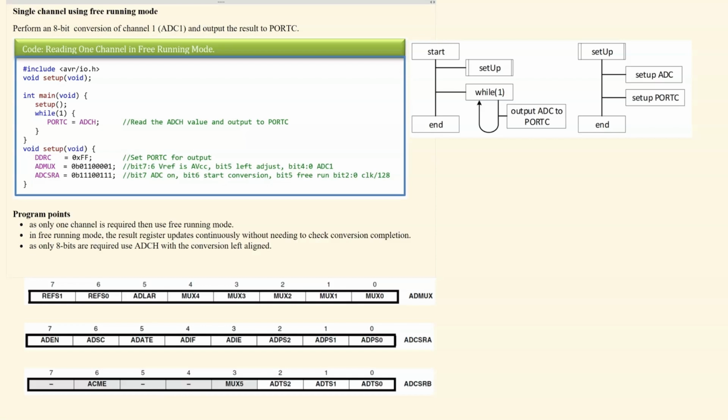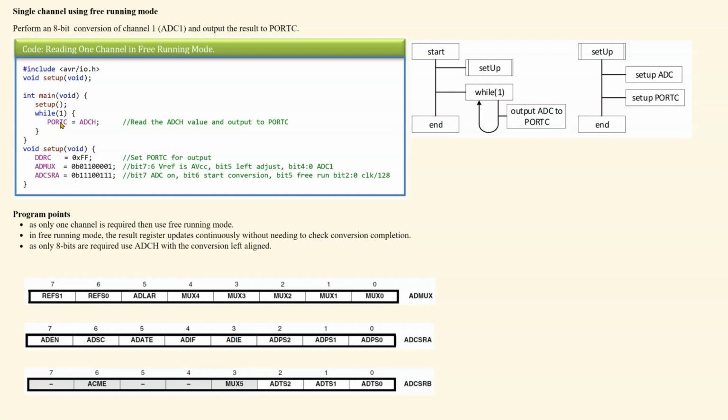In this programming example, we will use single channel conversion using the free running mode. And we are going to do an 8-bit conversion of channel 1, ADC1, and output the result to port C. The structure diagram is shown here: set up ADC, set up ports, and then output ADC to port C. So looking at the code, we have the setup routine called here, the while(1), and we just continuously read ADCH and store it in port C.